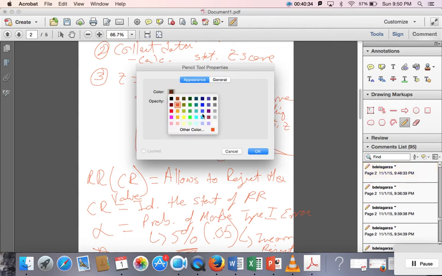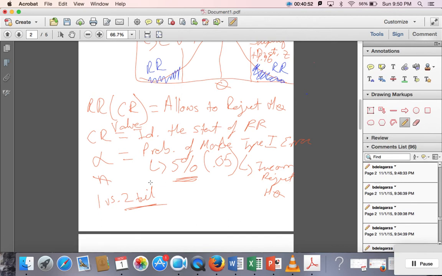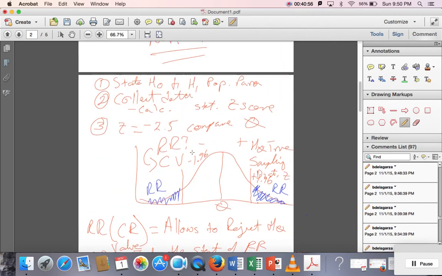All right, so we'll go with blue in this particular case. So now here in our distribution, we have this area here and this area here that represent my regions of rejection. Why do I have two? Because remember, I decided that it was going to be a two-tailed test. I decided that I want to look in both directions. So now I want to find the location of negative 2.5.